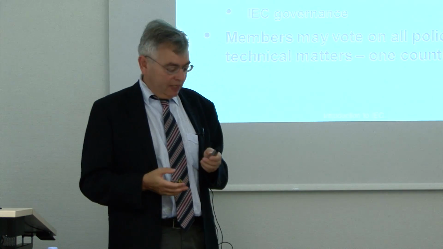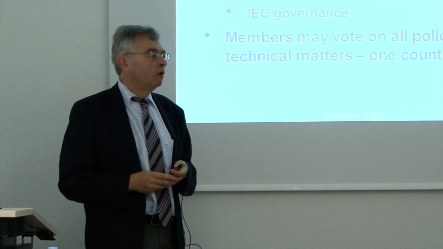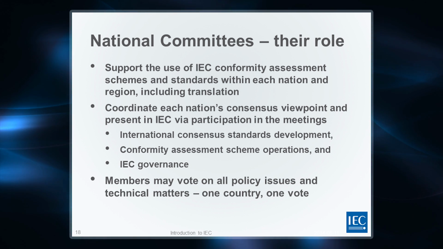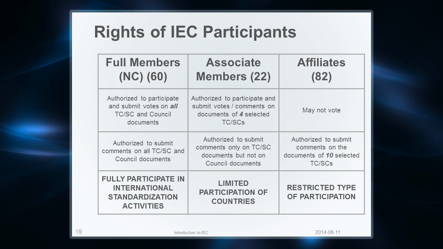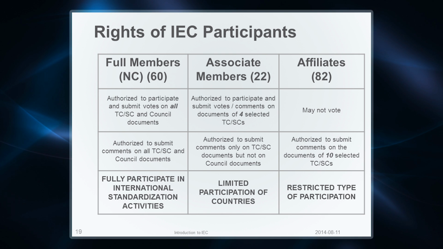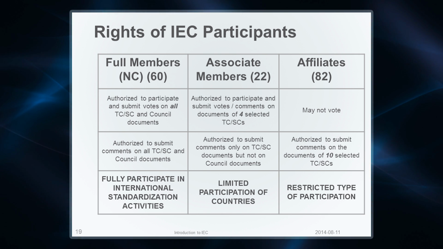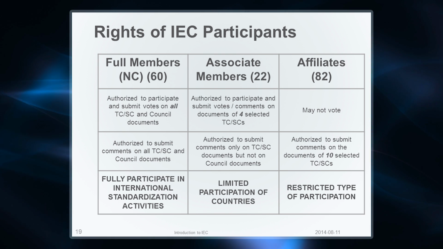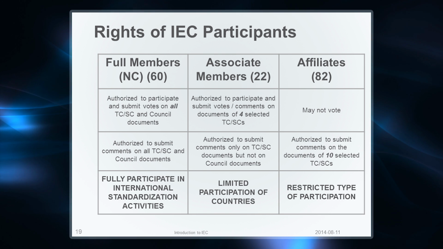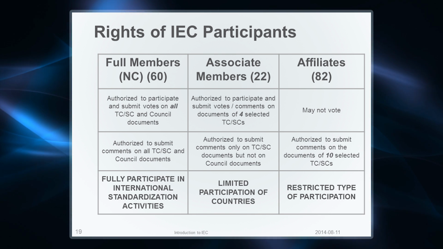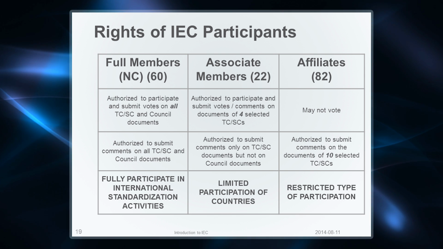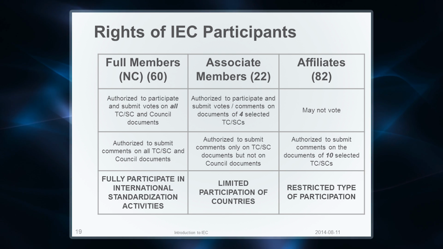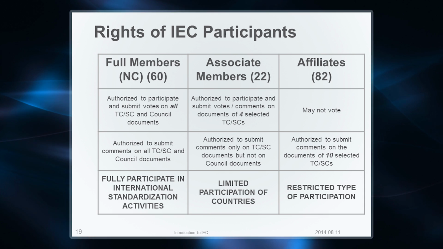The full members obviously can get involved in everything we do. And as I say, it's a one country, one vote system. So Albania has the same voting power as the United States. So these are the different types of participation in the organization: the full members, the associate members, and the affiliates. We've got 60 full members, 22 associates, and 82 affiliates. Full members can actually do everything, take part in everything. The associates are rather more restricted, and the affiliates can only be informed on what's going on. They can't actually take part in any of the work, so it's an information process. They actually don't pay anything either, so that's okay.